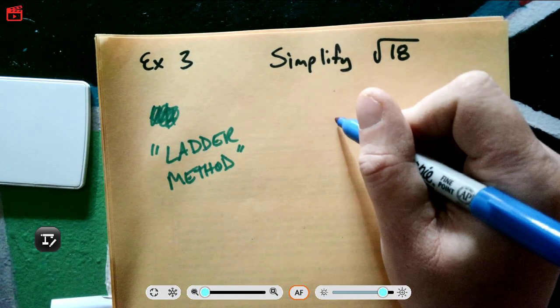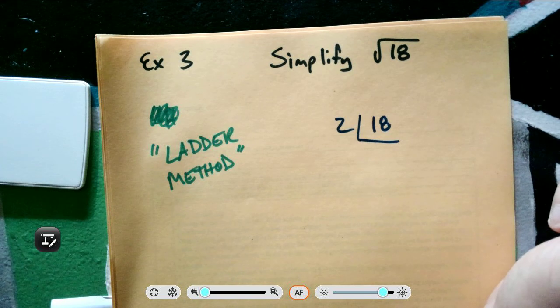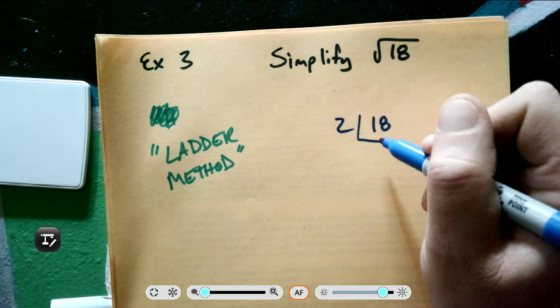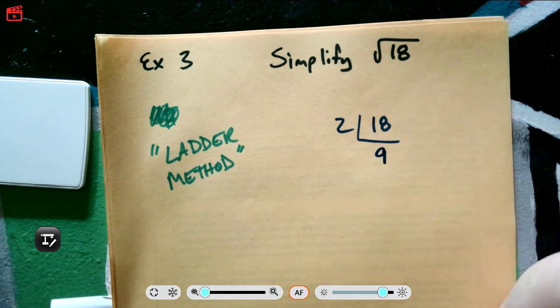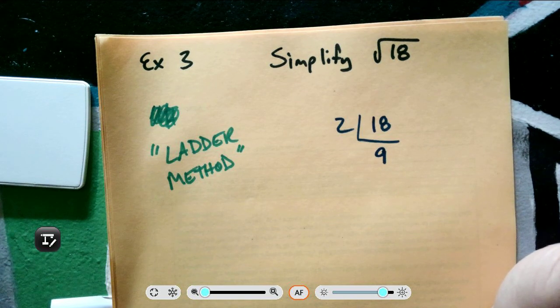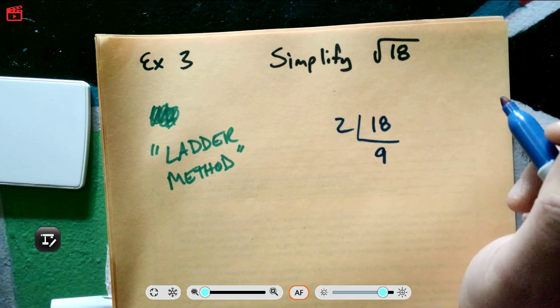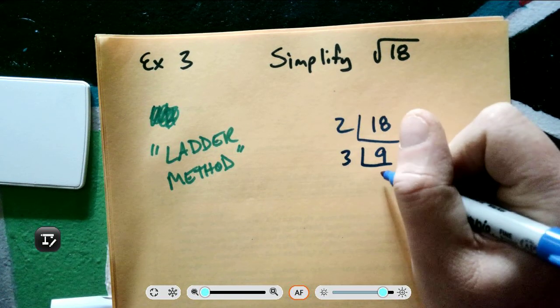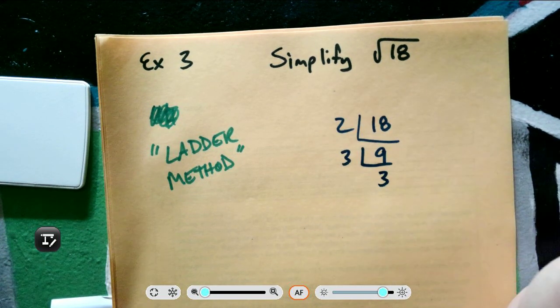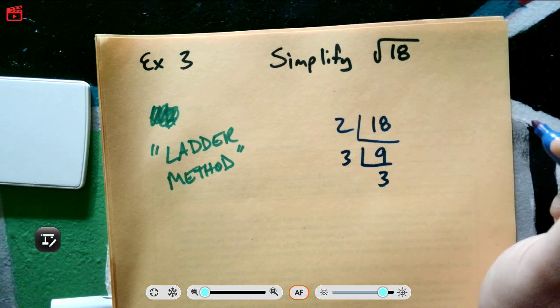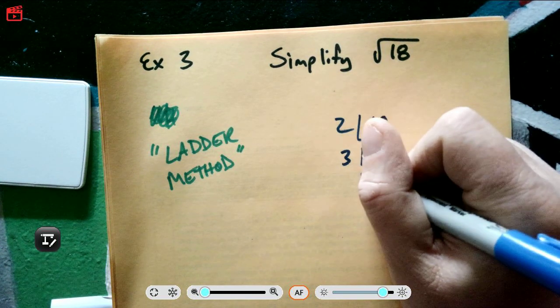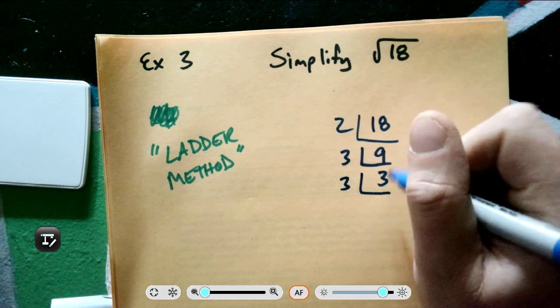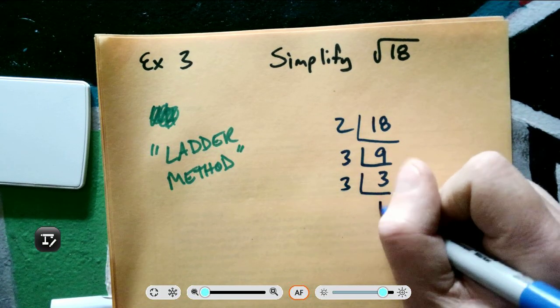So what I'm going to do is put 2 out here, and I'm going to take 18 divided by 2, and that'll give me 9. Bring the 9 down. Now, 2 does not go into 9, so go to the next value, 3. Can I divide 9 by 3? Yes, I can. 9 divided by 3 is 3. Now, can I divide 3 by 3? Yes, I can. 3 divided by 3 gives 1.